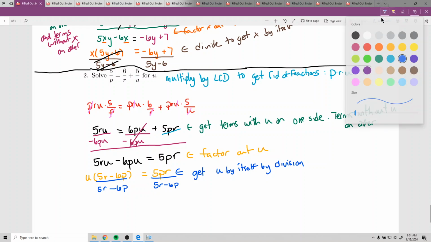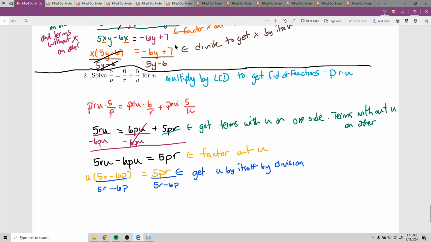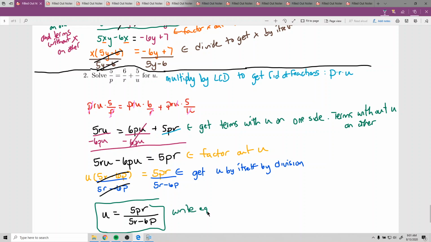And this one certainly is not a nice looking answer. The other one before wasn't either. That's just the way it is. So we got u equals 5pr over 5r minus 6p. And just like last time, write the equation. Don't just write the right side. Be ashamed to do all that work and then not get your credit.